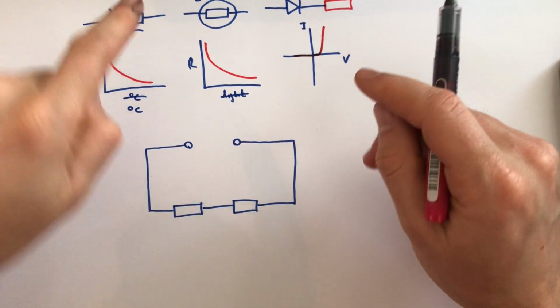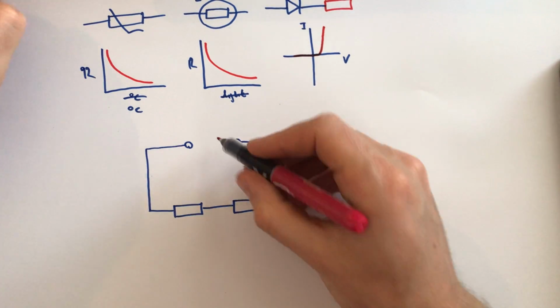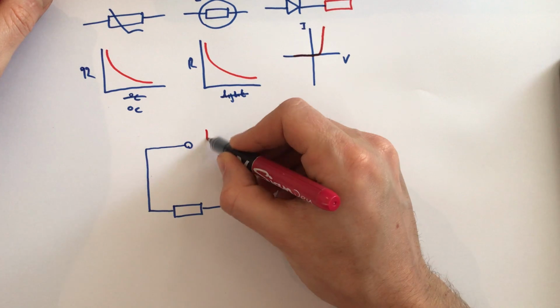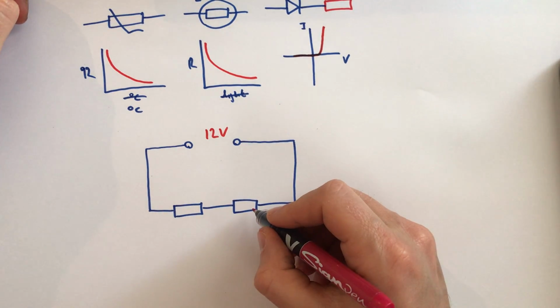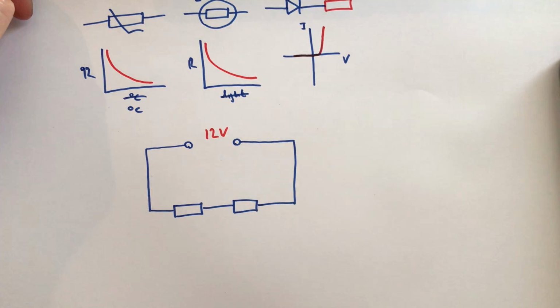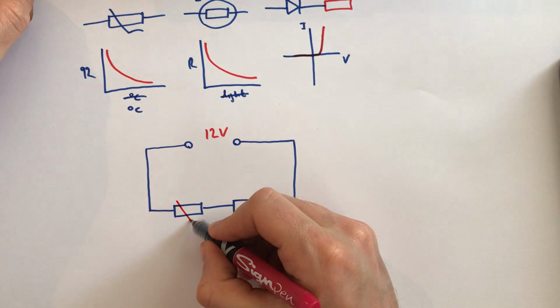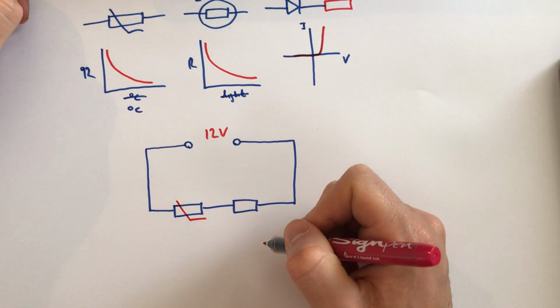So let's look at how this can be useful in a circuit. We've got a source of EMF here, so we'll just say 12 volts because I like to use that. And we're going to have a circuit which controls a heater. We're going to have a thermistor right here, so as it gets warmer, its resistance decreases.